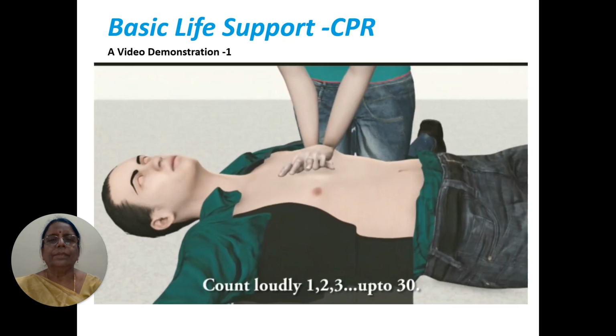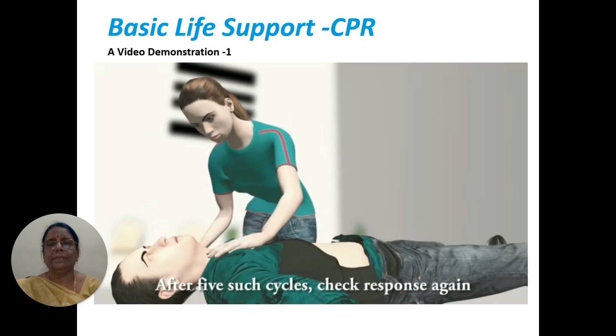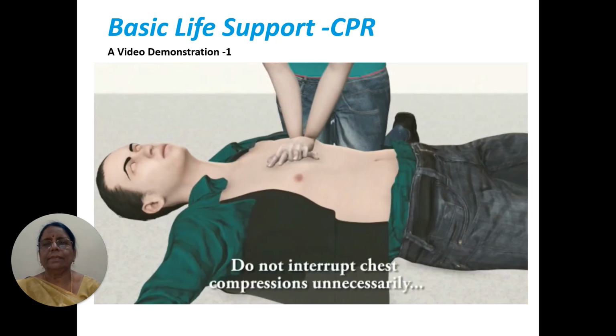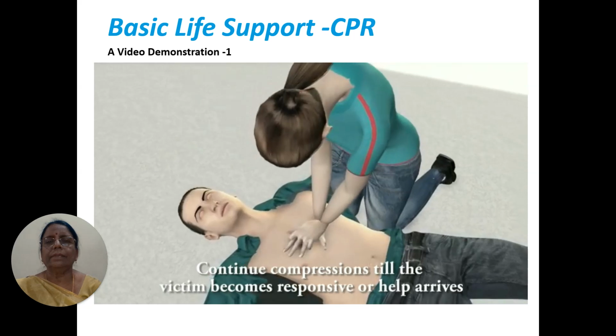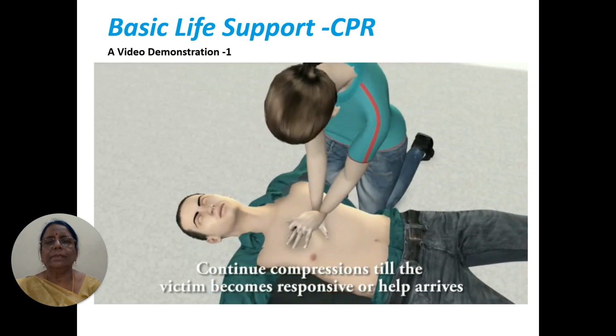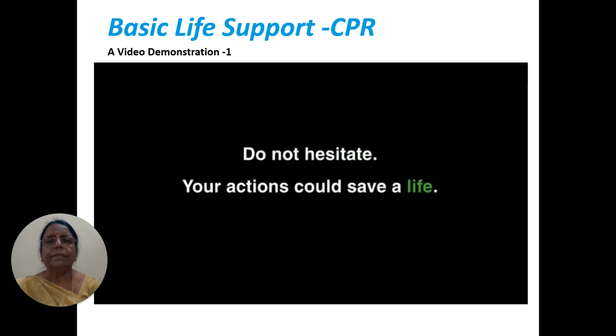Count back 1, 2, 3 until done. After 5 such cycles, check response again. Do not interrupt chest compressions unnecessarily. Continue compressions until the victim becomes responsive or for higher measures. Do not hesitate. Reaction is considered valid.